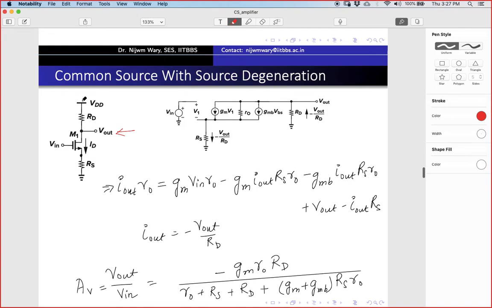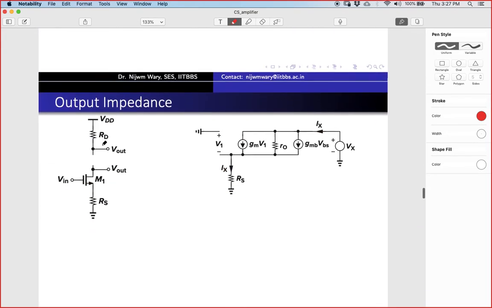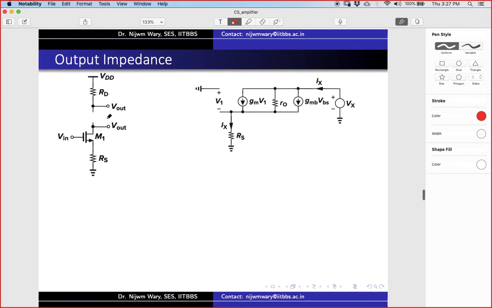So if I break this into two parts, just for understanding's sake, the impedance looking into this is RD, and the impedance looking into this, let's call it RX, right? And then what will be my R out? Total impedance R out looking into this will be RD parallel RX, right? So now my main goal will be to find the impedance Rx.